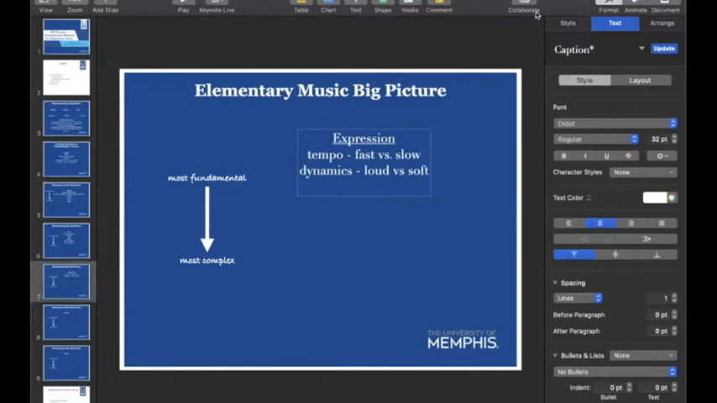And then we said splitting them into groups and having one group move fast and the other move slow. So ensemble independence with moving fast and slow, and then being loud and soft.